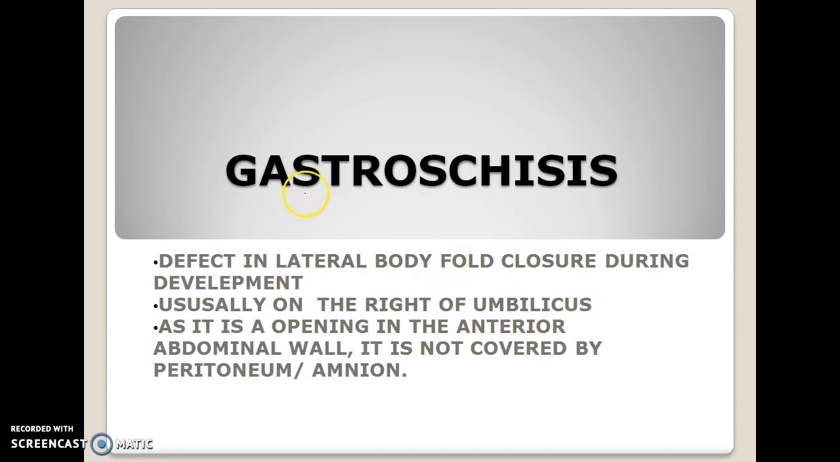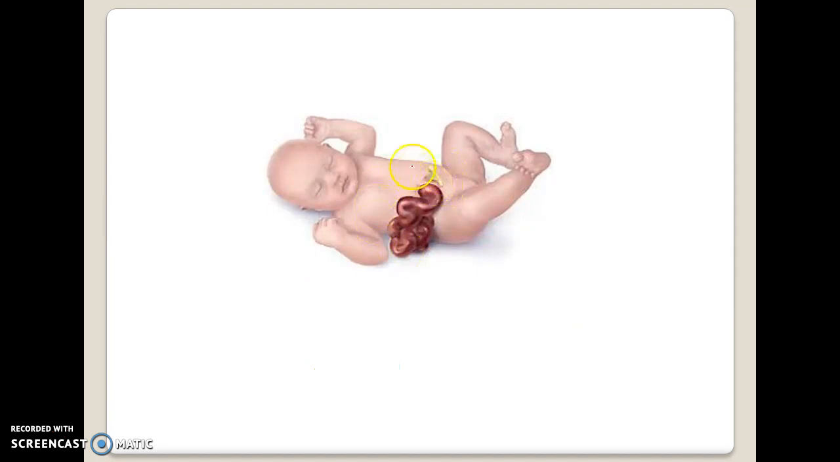In this defect, there is a defect in the closure of the lateral body folds. During development, there are four body folds forming. There are two lateral body folds which come like this and fuse to form the anterior abdominal wall. When there is a problem with this fusion, there is this cut-like defect forming on the anterior abdominal wall through which the bowel loops come out like this.